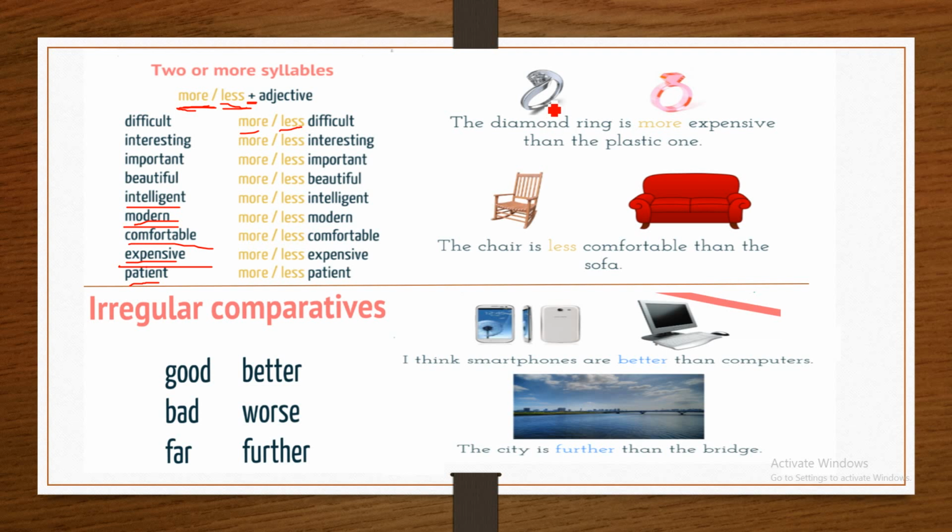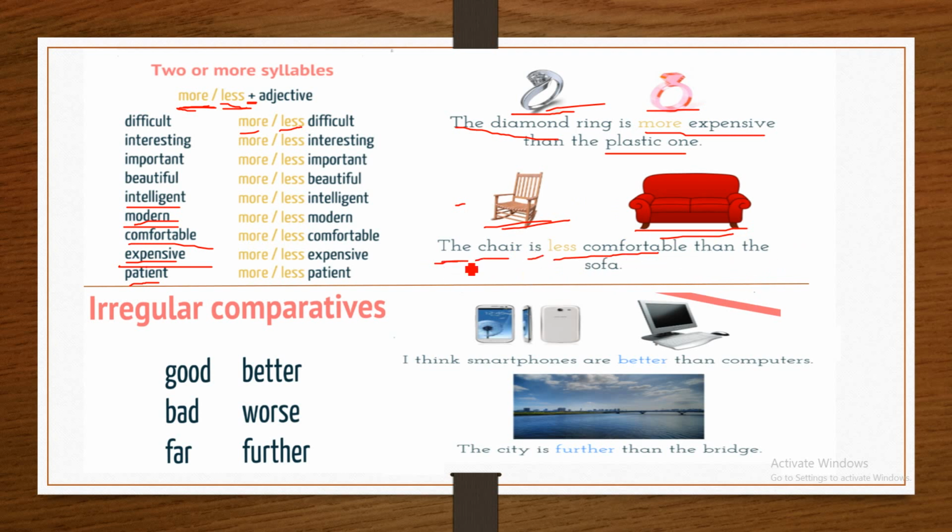For example, we have a diamond ring and a plastic ring. The diamond ring is more expensive than the plastic one. We have a chair and a sofa. We have two objects. The chair, the first object, is less comfortable than the sofa.